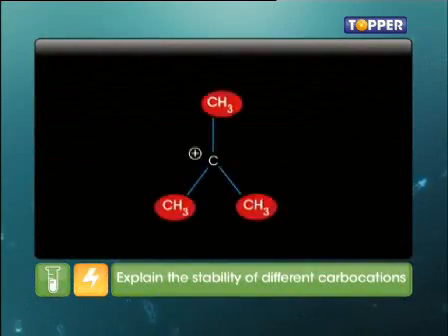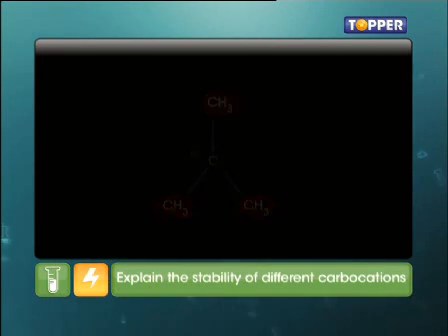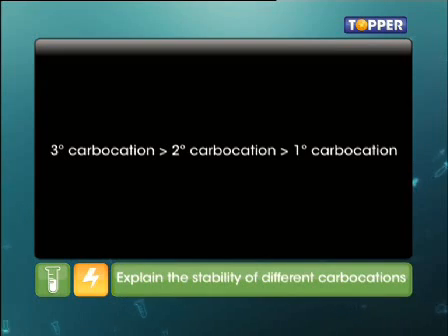As we know, carbocations are electron deficient species. When groups like the alkyl group, which have electron donating inductive effect, are present, they release electron density towards the positively charged carbon atom. This stabilizes the carbocation. Therefore, the more the number of alkyl groups, the greater will be the stability of the carbocation. Therefore, the tertiary carbocation is more stable than a secondary carbocation, which in turn is more stable than a primary carbocation.